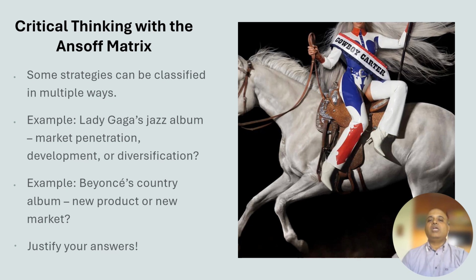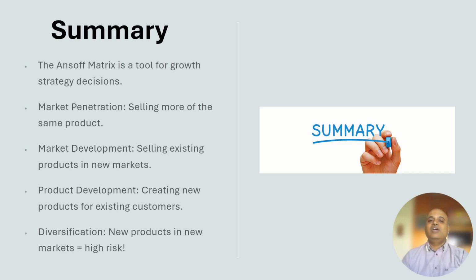Now think of other artists or brands that have shifted into new markets or introduced new products. How would you classify their strategy using the Ansoff Matrix? Alright, let's quickly recap everything we have learned about the Ansoff Matrix, a powerful tool that helps businesses make strategic growth decisions. It all comes down to four main strategies, each with its own level of risk and opportunity.